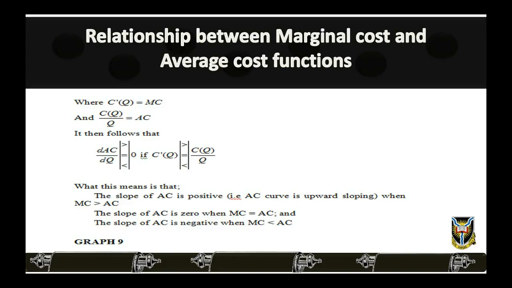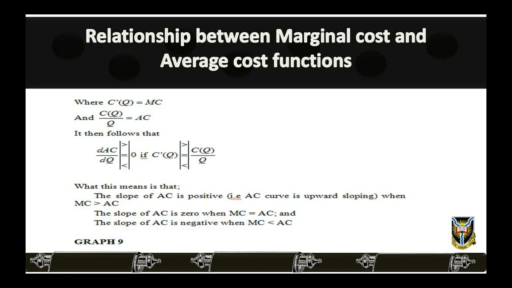What this means is that the slope of AC is positive when MC is greater than AC. The slope of AC is 0 when MC equals AC, and the slope of AC is negative when MC is less than AC.